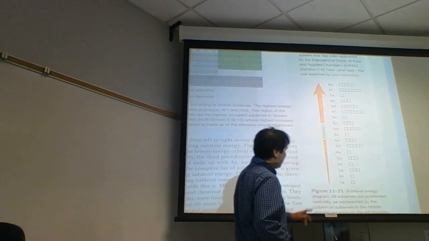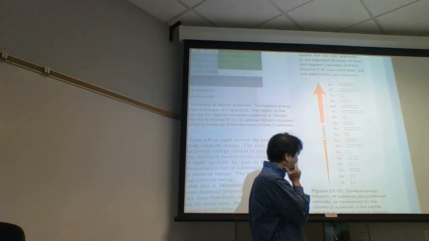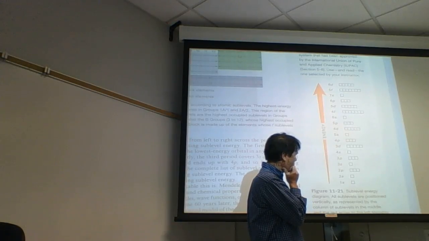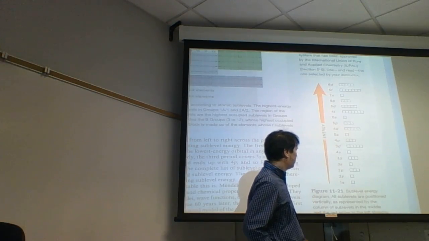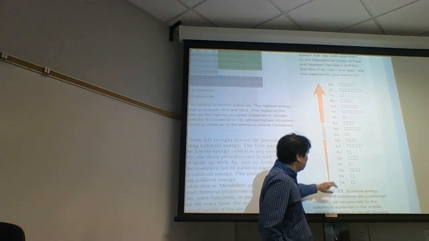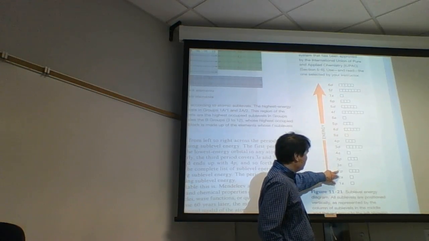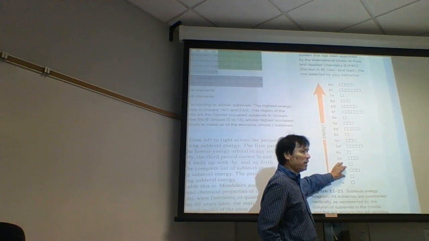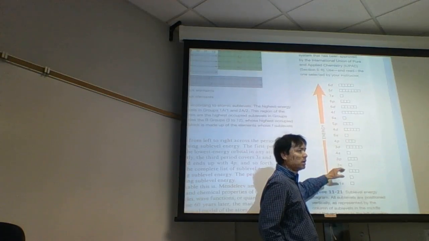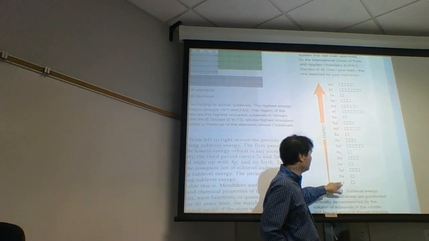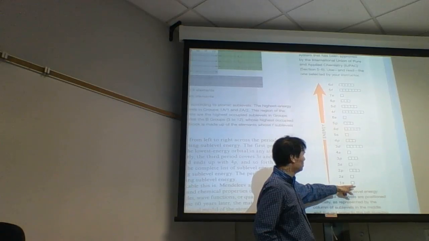One, the title of the diagram: sub-level energy diagram. It shows sub-levels. Sub-levels are like the 2s and the 2p. Those are two different sub-levels in the n equals 2 shell. So the n equals 2 shell has two sub-levels, and the n equals 1 shell only has one sub-level.